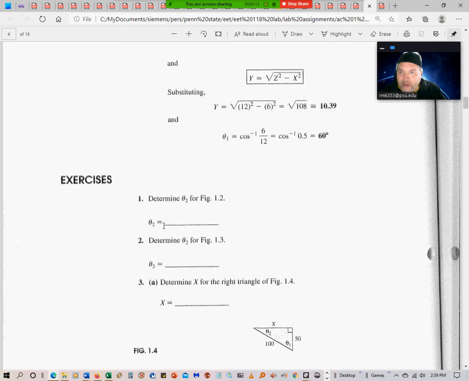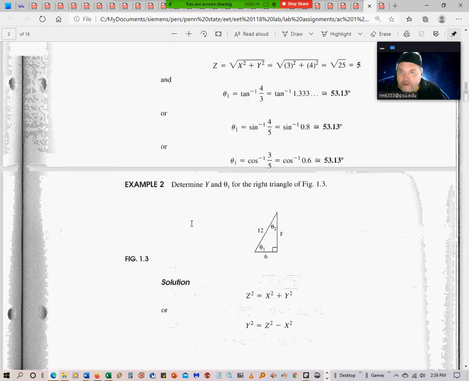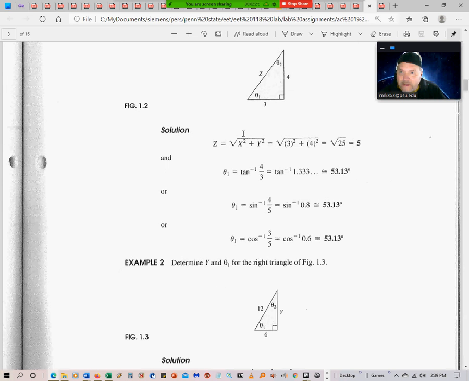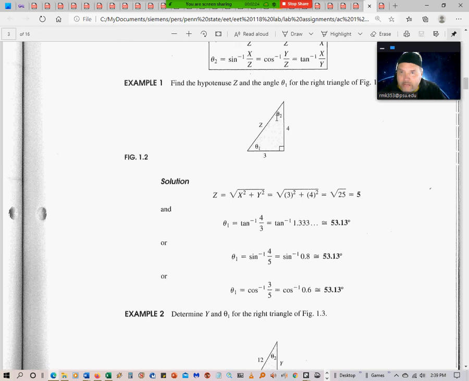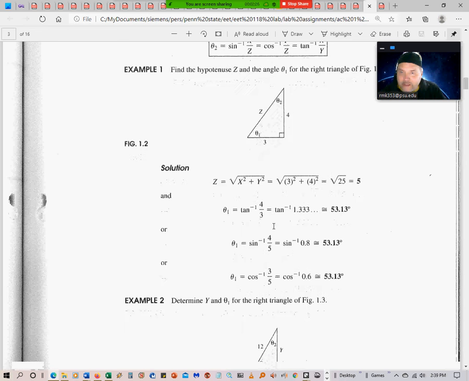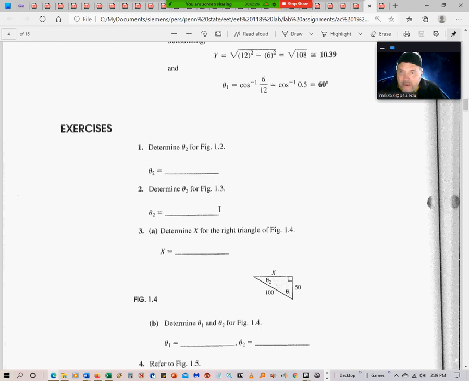Whenever you're asked for theta 2 from figure 1.2, which is up here, you have to figure out what theta 2 is using trigonometry, using your calculator. A calculator that can do complex numbers is definitely required. A scientific calculator only is not going to cut it. It's not going to do it for you.